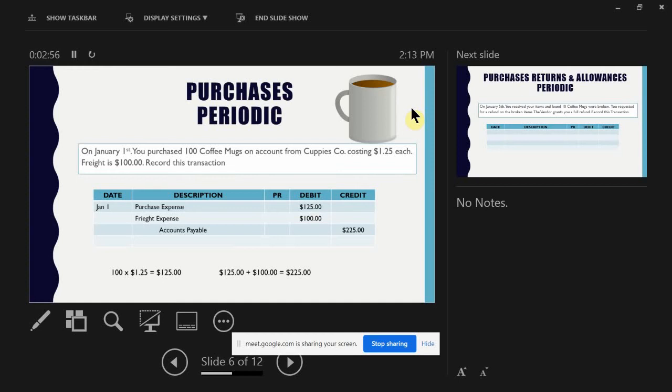So here, I recognize that I purchased my items, right? It's the same scenario, right? I purchased 100 coffee mugs at... oh, sorry, $1.25, my bad. So we purchased the items at $1.25, okay? Here, I recognize that I owe Cuppy's Co.